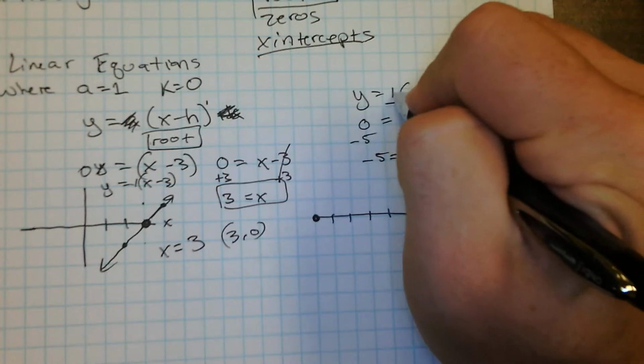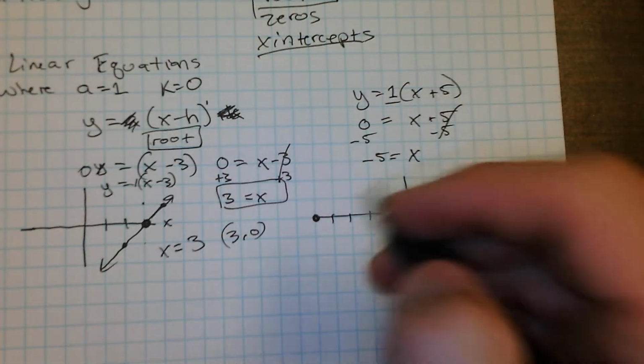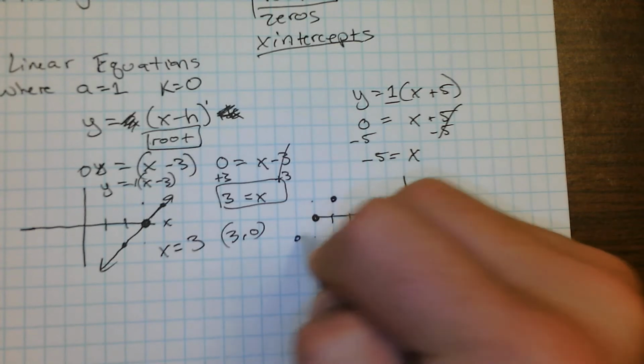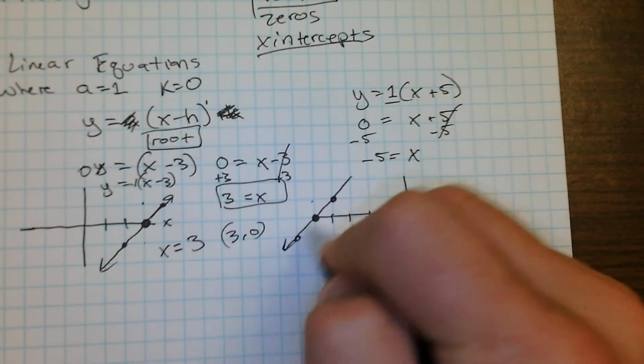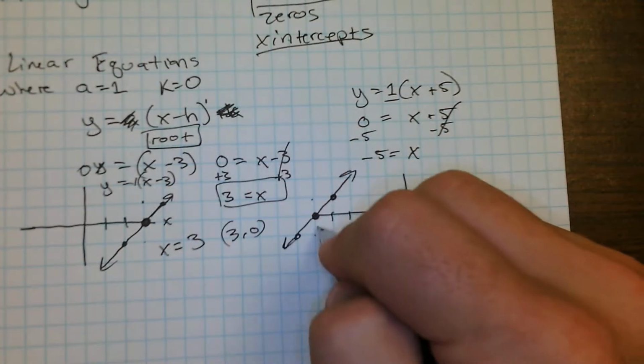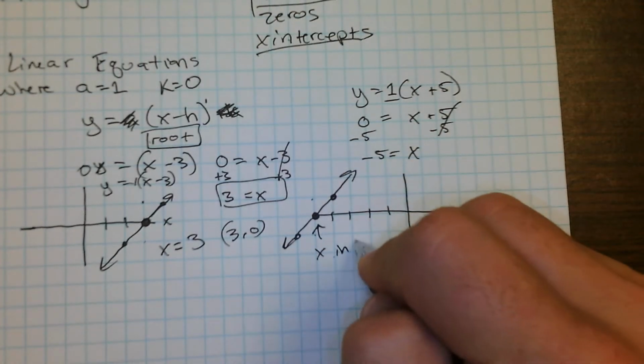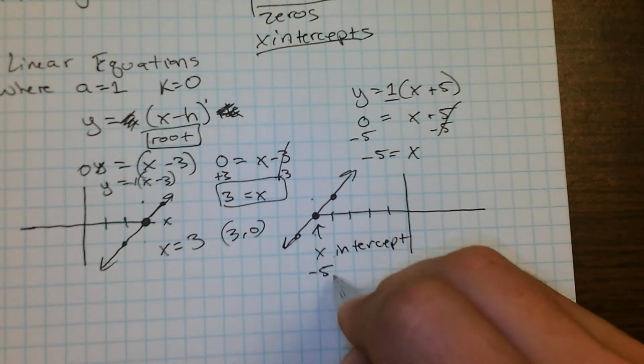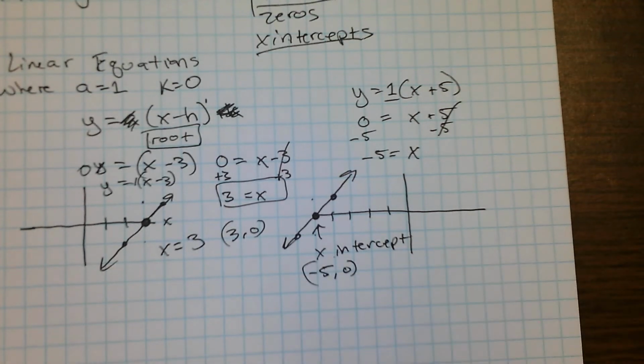Again, the slope is 1. That means I'll go up 1, right 1. Or I'll go down 1, left 1. That's my line. And the x-intercept, which is what we're focusing on, is negative 5, 0.